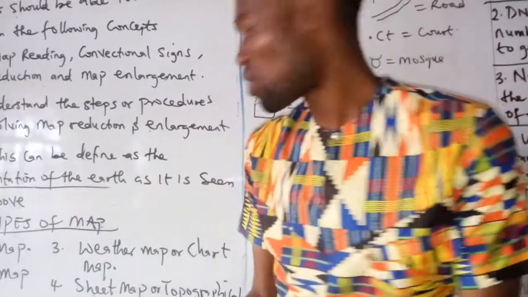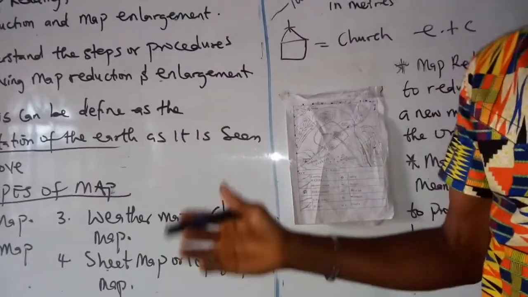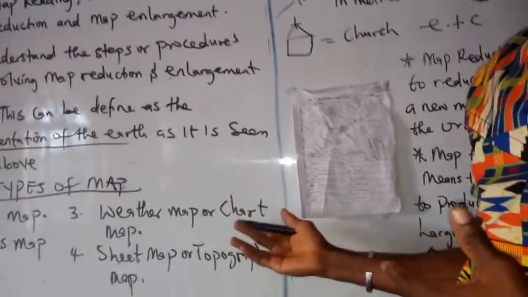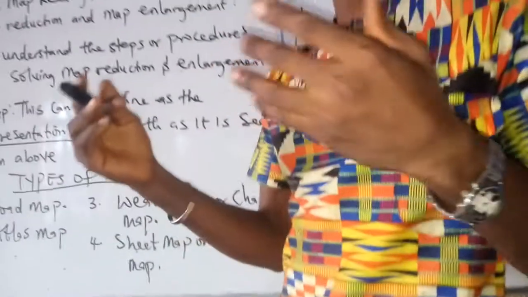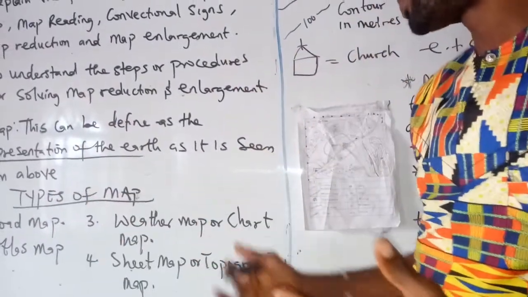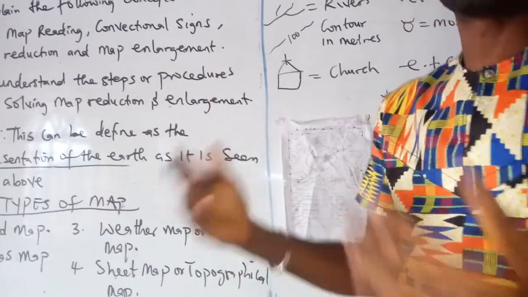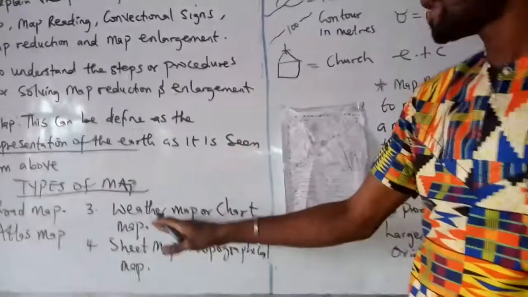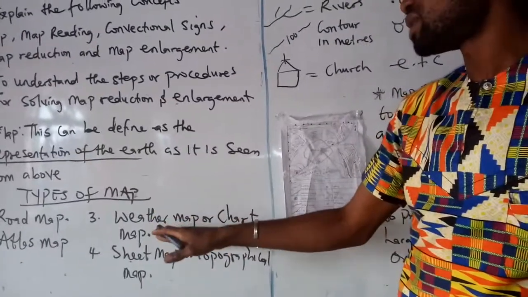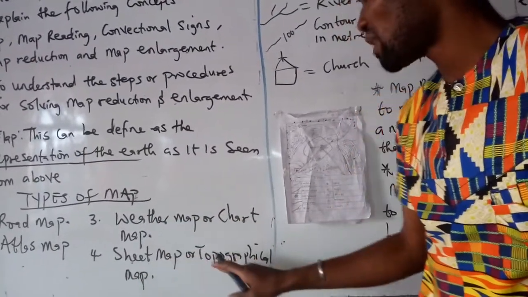Now, we have another one called weather map or chart map. Chart map or weather map is used by ship captains or pilots. What are they using it for? To know the weather condition of where they are going. That is why before a pilot flies, the pilot must study that weather map with the signs and symbols in it. The final one is sheet map or topographical map.